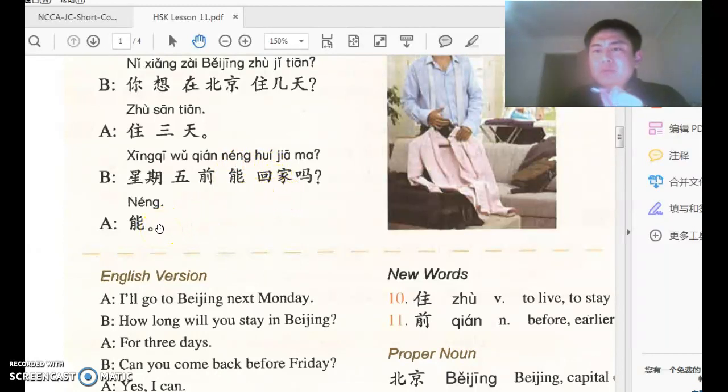能. We just use 能, can, to answer the question. 你能坐下吗? Can you sit down? 能. 你能说汉语吗? Can you speak Chinese? 能. 我能说汉语. All good answers to that question.